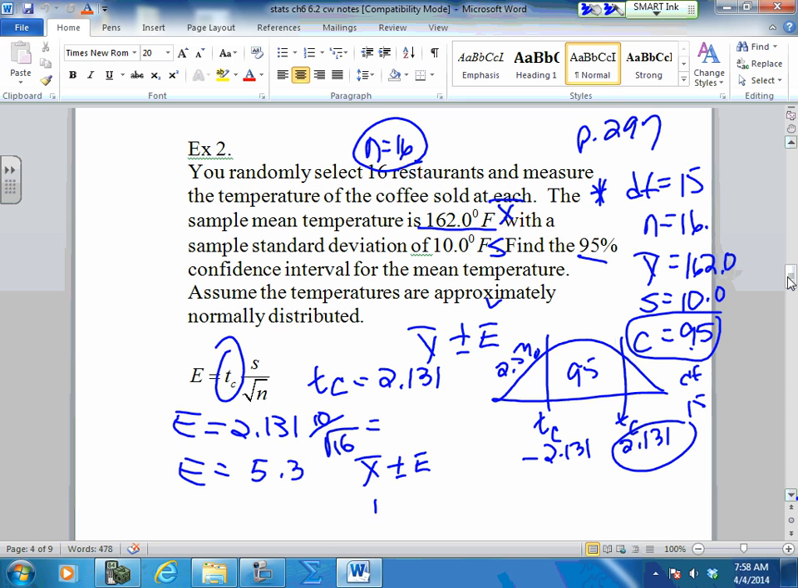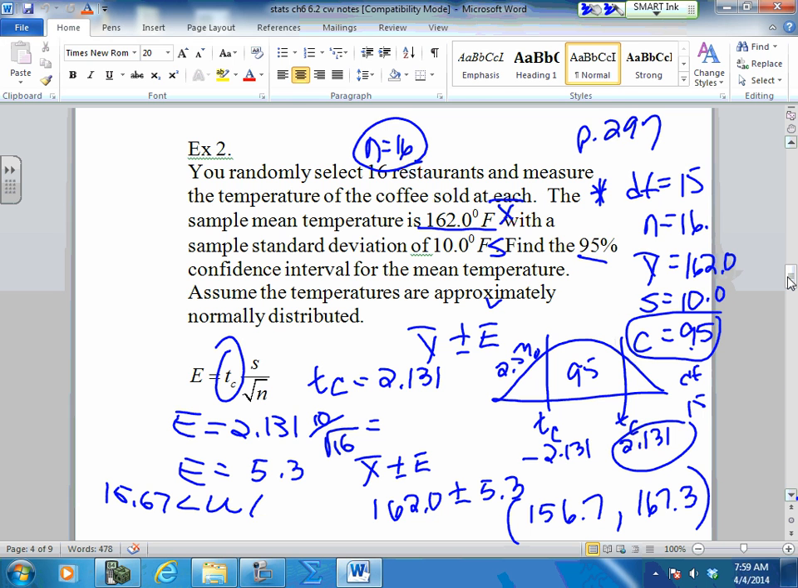Now, we set it up the same way. X bar, 162.0 plus or minus 5.3. So you take 162 minus 5.3, and you get 156.7, and you add 5.3, 167.3. Did I do it right? Okay. This is what I'm looking for. Also, if you wrote it the other way, you could write it out this way: 156.7 less than the mean, less than 167.3. This kind of helps you say how to interpret this.